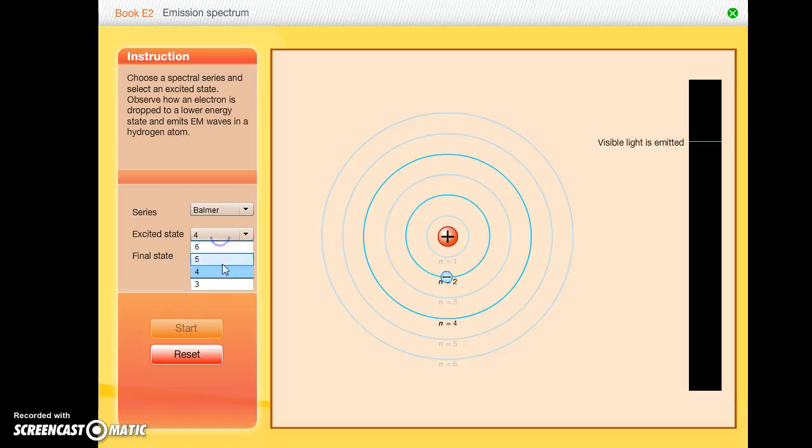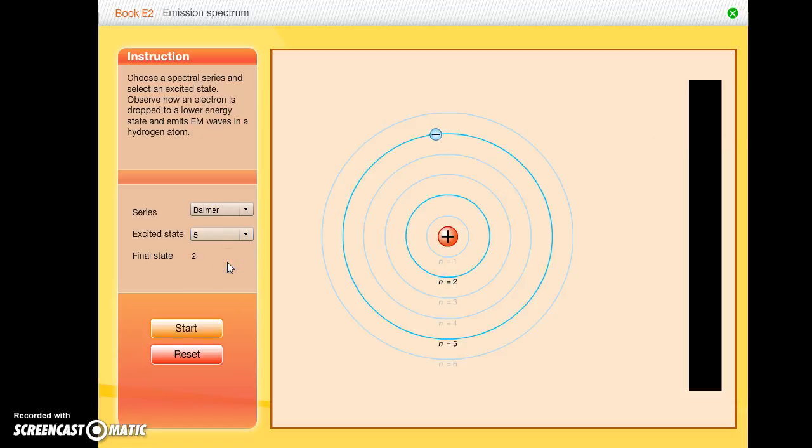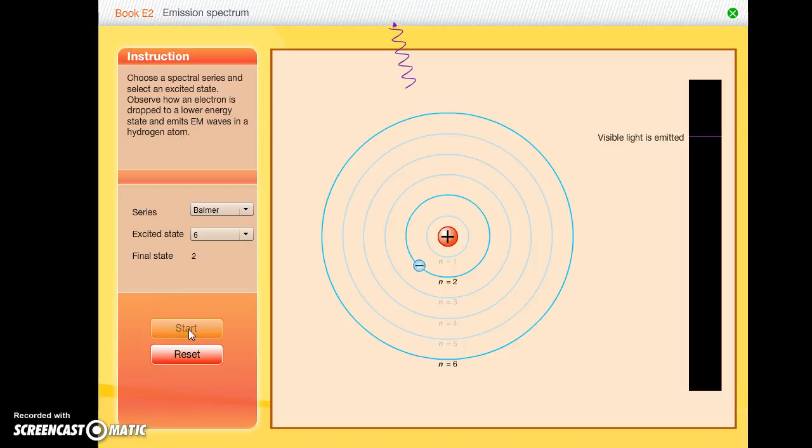Still visible light. What about from the fourth excited state? Visible light is still produced, but you can see the energy of the visible light increases and the color changes from red to blue to now violet. You may start to know why the Balmer series was first discovered, because it produced visible light.